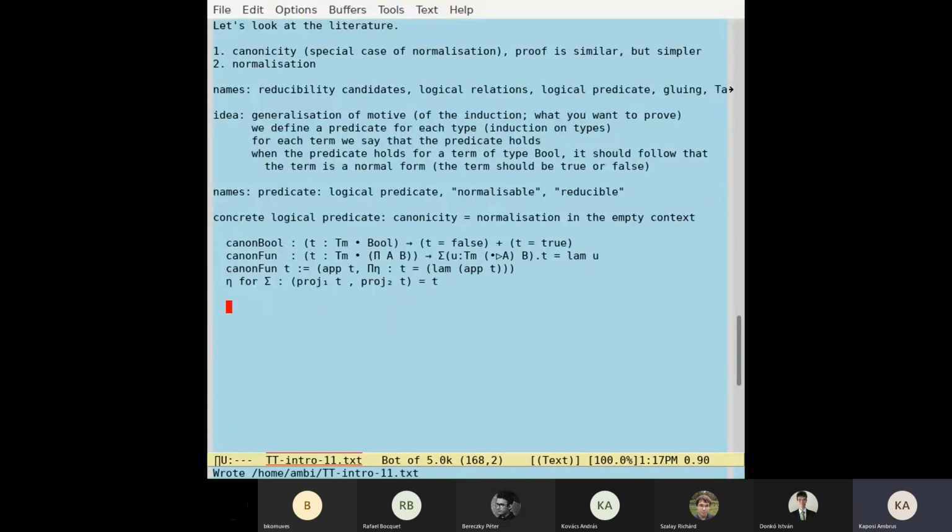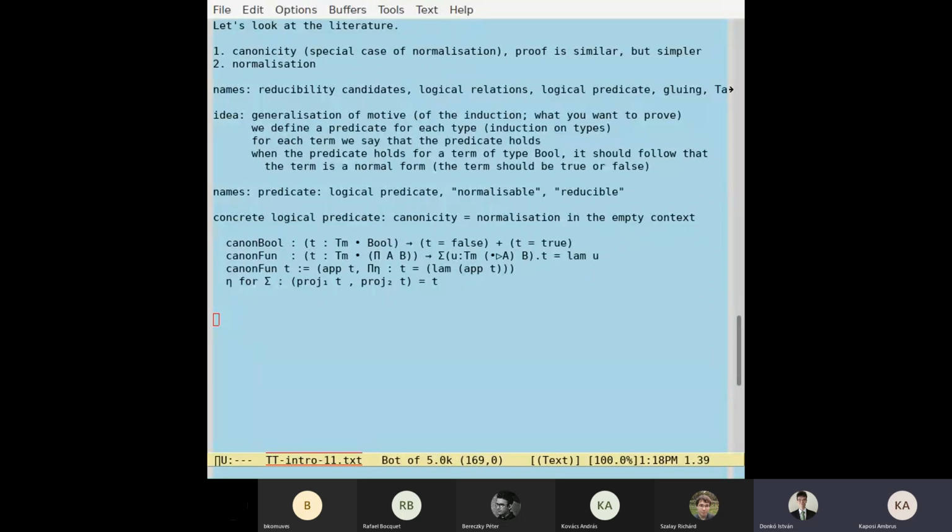Okay, so now a question might come up. Why do you even want to prove canonicity then? Why don't you just add eta laws? For example, we could also add an eta law for bool, and then this would be a consequence. So canonicity of bool would be a consequence of the eta law for bool.